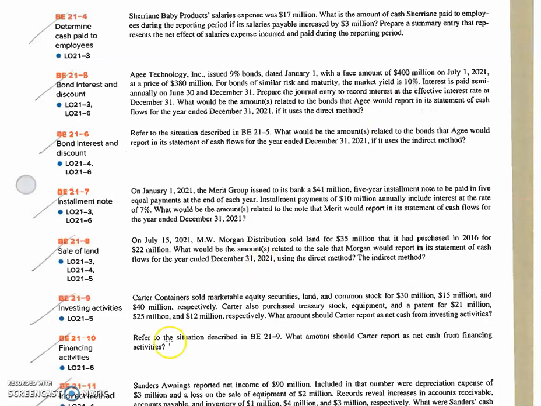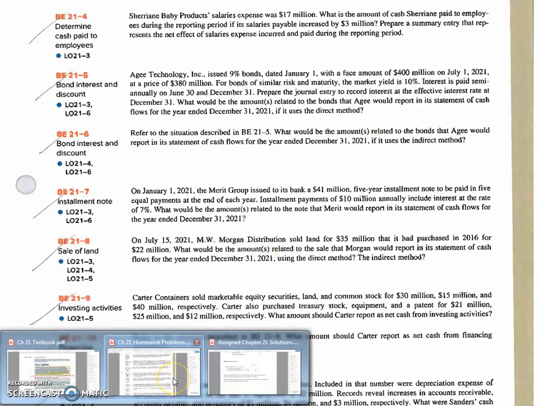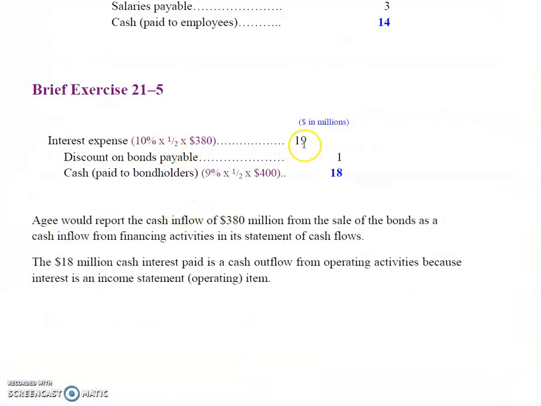So bond interest expense is going to be $19 million. Now, how much cash did we pay? 9% times $400 million times half a year. That's $18 million. So we have had $1 million in discount on bonds payable amortized. So how much do we show as the cash flow? Well, we would show as a cash inflow the $380 million from the sale of the bonds. That's the amount of cash that we received. And for interest cash flow payment for interest, $18 million.